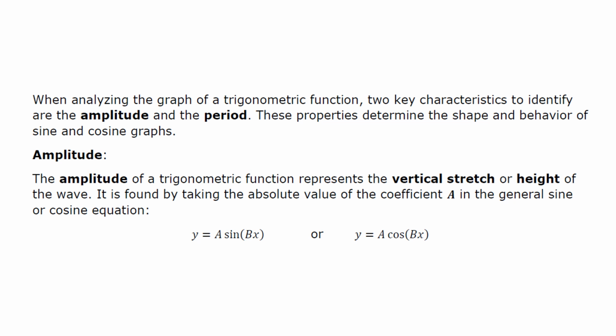When analyzing the graph of a trigonometric function, two key characteristics to identify are the amplitude and the period. These properties determine the shape and behavior of sine and cosine graphs.